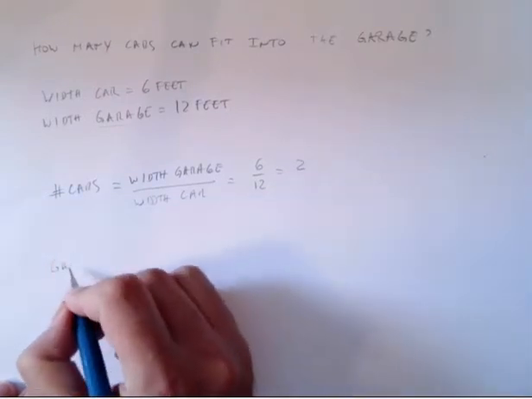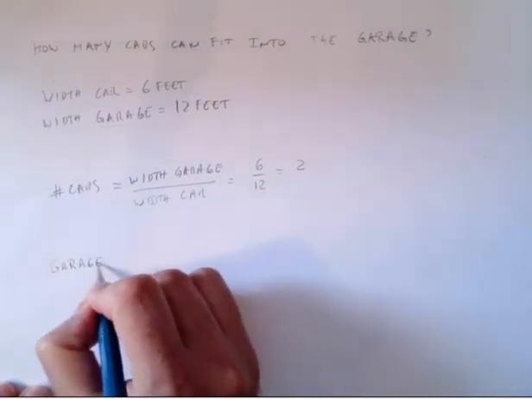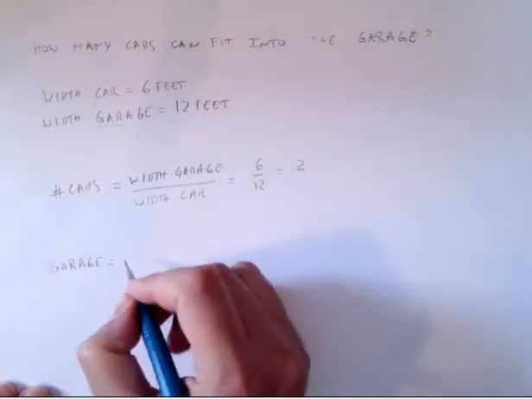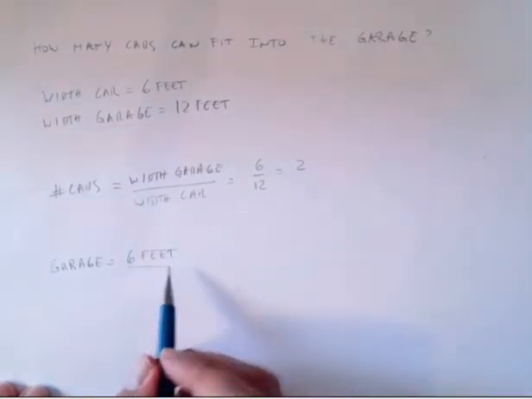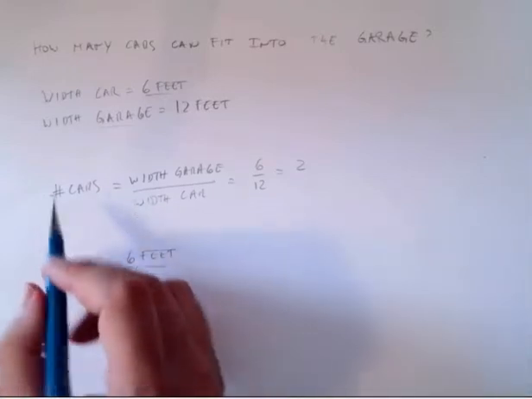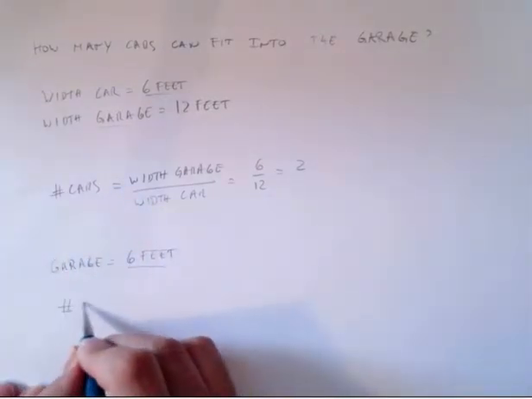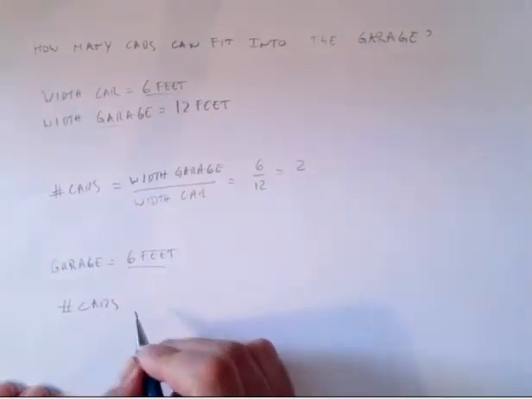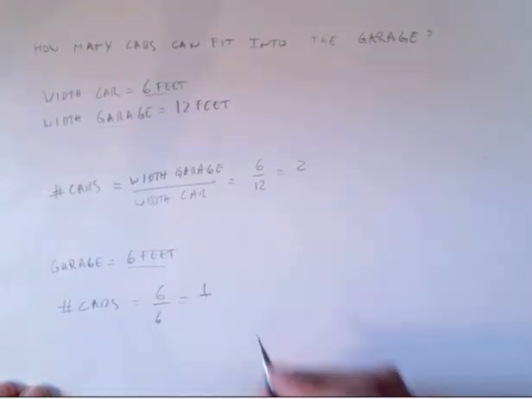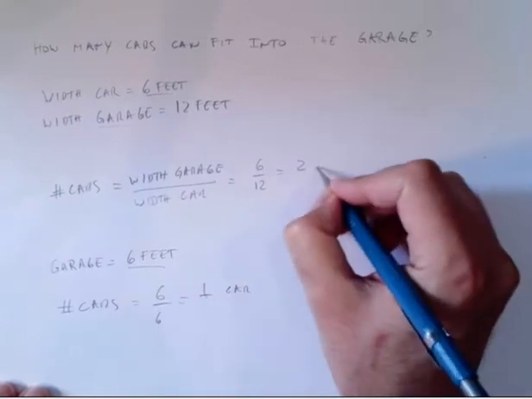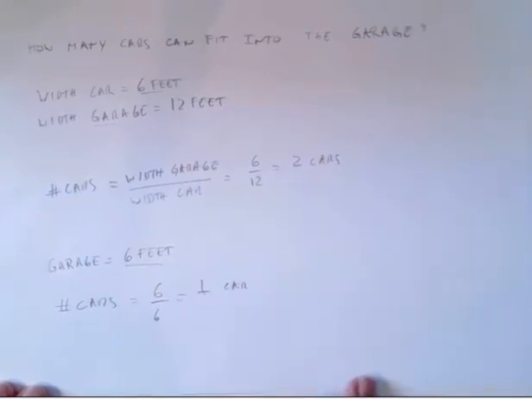So what if the garage had, let's say, 6 feet? So the garage is 6 feet. I'm making an effort, okay? My handwriting is very bad. I'm making an effort for you guys. The car is still 6 feet. How many cars can I fit? 6 divided by 6 equals 1, right? 1 car. Here are 2 cars.